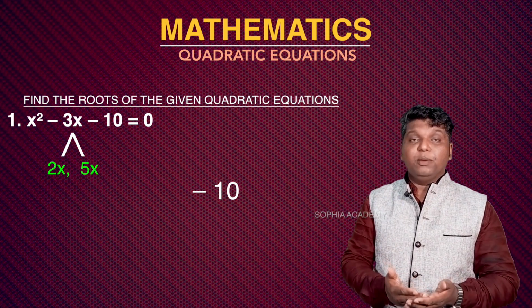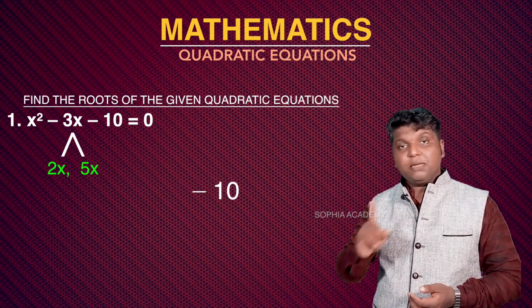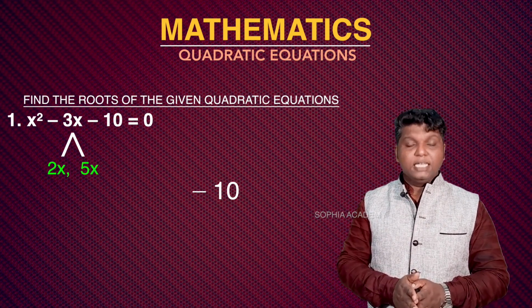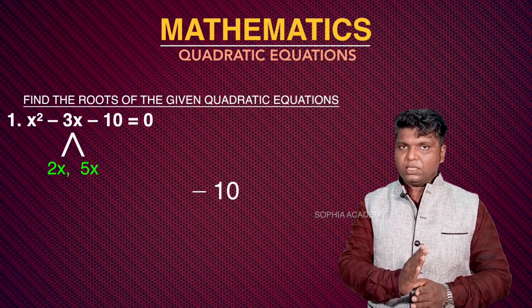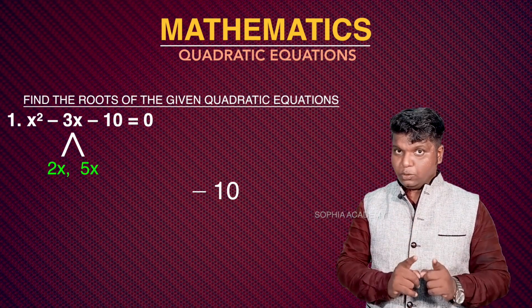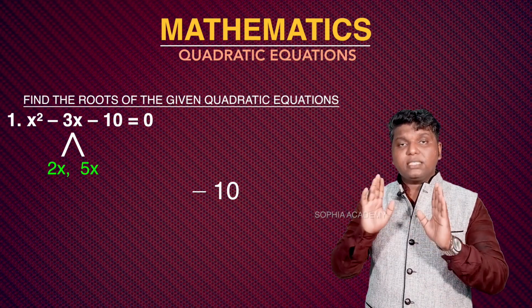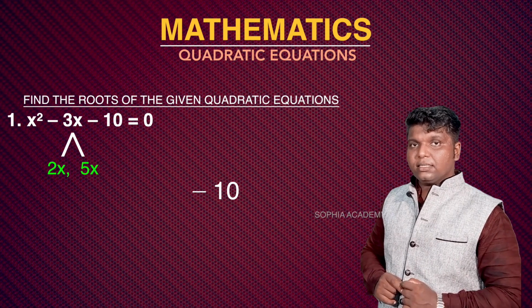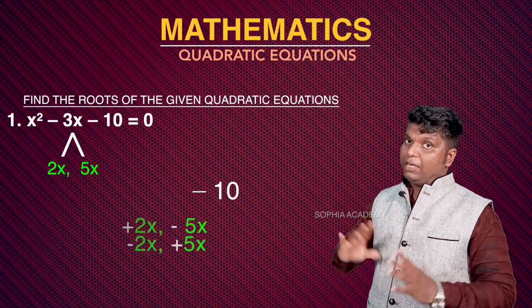One more piece of information for you. If the last term is positive, it means that both of them will be having the same sign. Same sign means both of them can be positive or both of them can be negative. That means they must have the same sign, that's all. But here, as the last term is minus, it means both of them should have different signs.